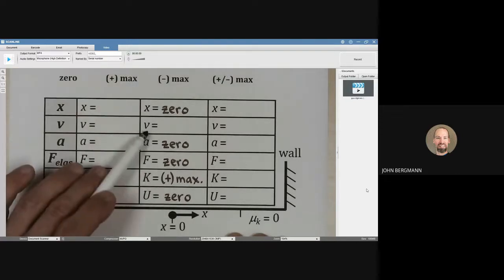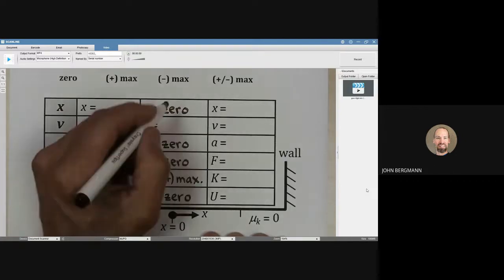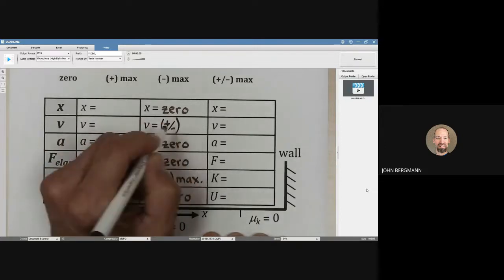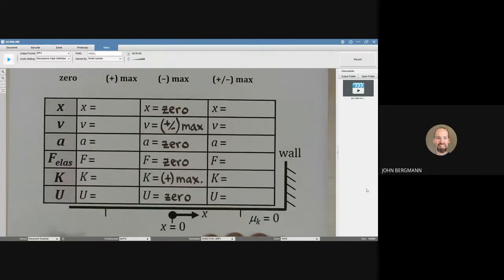The v, on the other hand, that's velocity. And so this mass could be moving to the right at equilibrium, or in some cases it's going to be moving to the left because it's going back and forth. So the best answer for the velocity is, it could be positive or it could be negative, but it's a maximum number there. So far, so good.